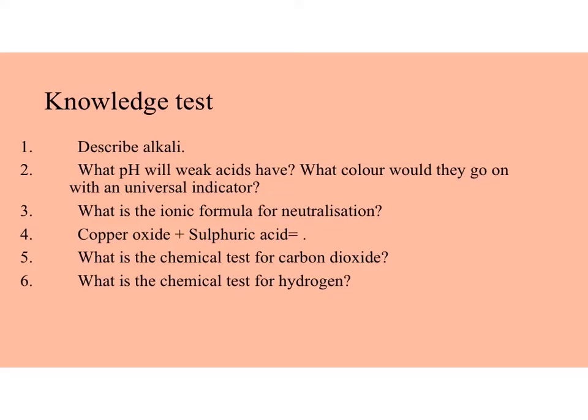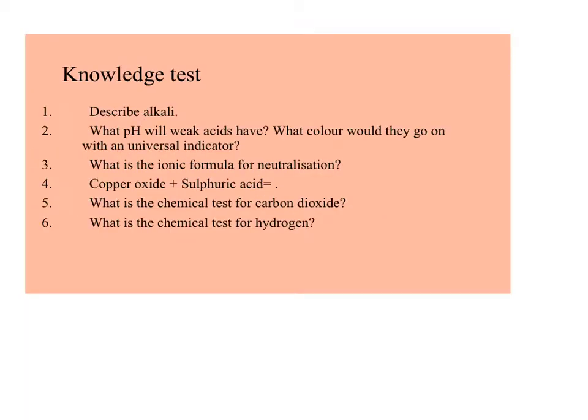So, little knowledge test then. Press pause, have a go, and then in a minute I'll come back with the answers. Right, so describe an alkali. An alkali is a soluble base or a base that can dissolve in water, okay? Everything above 7 is a base, but only the ones that can dissolve in water are alkalis. What pH would weak acids have? I'd say between 4 to 6.